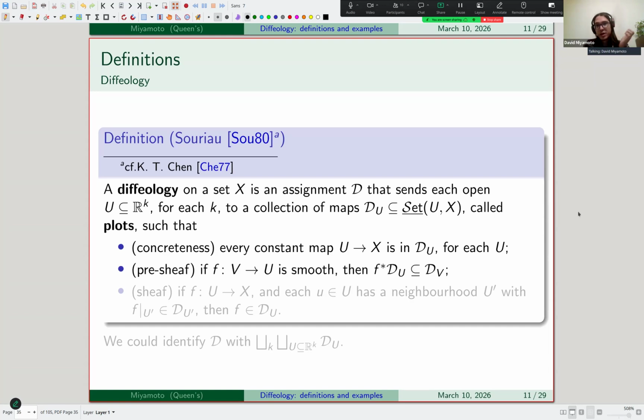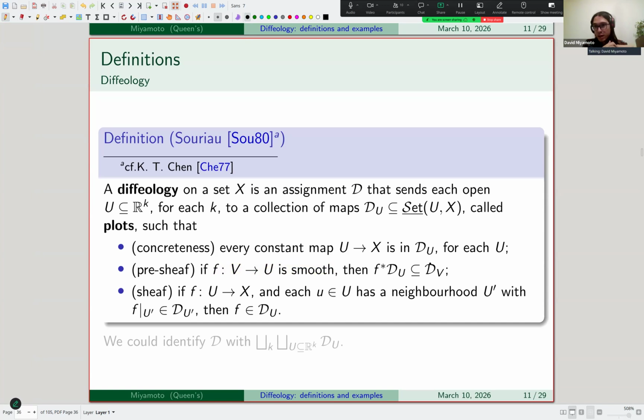A pre-sheaf condition. So again, we know what it means to be smooth between open subsets of Euclidean domains. So this notion here does not really need definition. Every derivative exists, is what I mean. And if I have a smooth map, then when I pull back the plots on U, I have plots on V. In other words, smoothness is preserved under pulling back by known smooth functions, smooth maps.